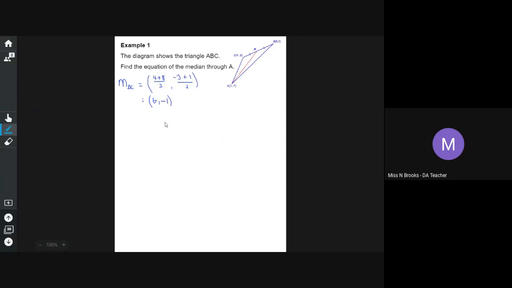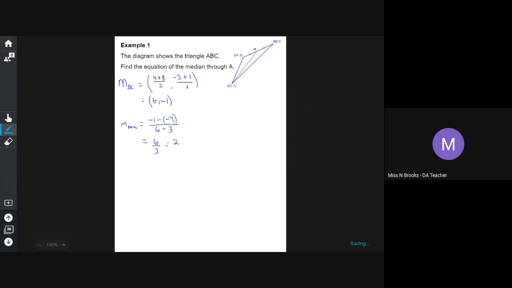Now we need to work out the gradient of MA or AM. Doesn't really matter which way around you put it. So lowercase m of AM is going to be the difference in the y coordinates. So we've got -1, and we're taking away -7, and we're dividing that by the difference in the x coordinates. So 6, and we're taking away 3. So -1 take away -7 gives us +6, and 6 take away 3 gives us 3. So that gives us a gradient of 2.